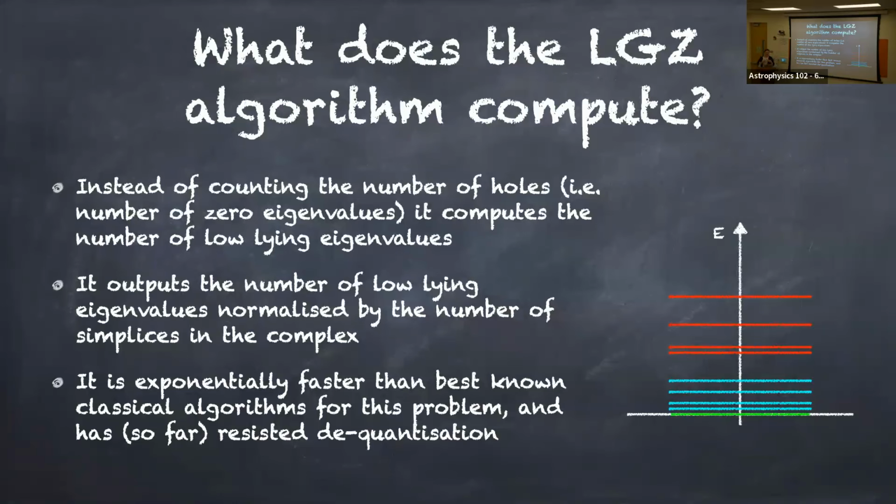But even though this algorithm isn't necessarily giving us exactly what we want in terms of topological data analysis, it is exponentially faster than the best known classical algorithms. And so far, actually, it has resisted dequantization.